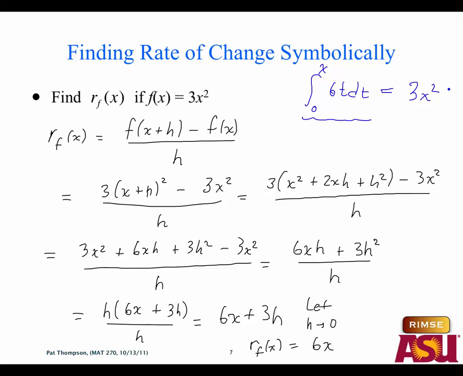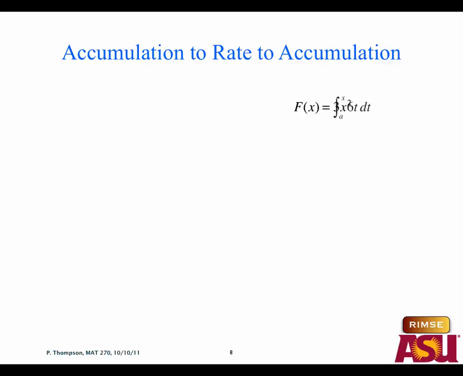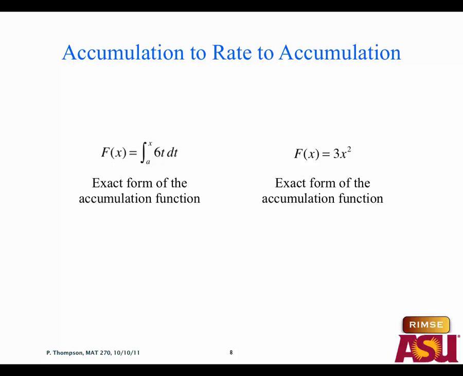Does it make sense? Okay, so two forms of the same accumulation function. The integral of the rate dt and 3x squared. So they're both exact forms of accumulation. That one's the open form.